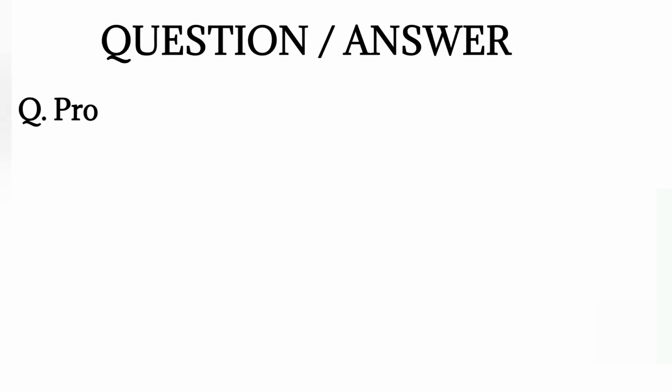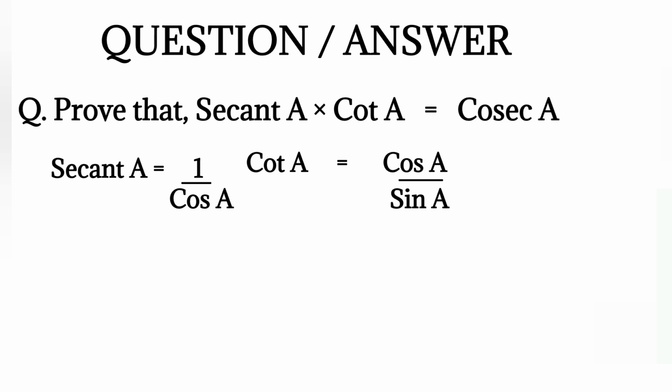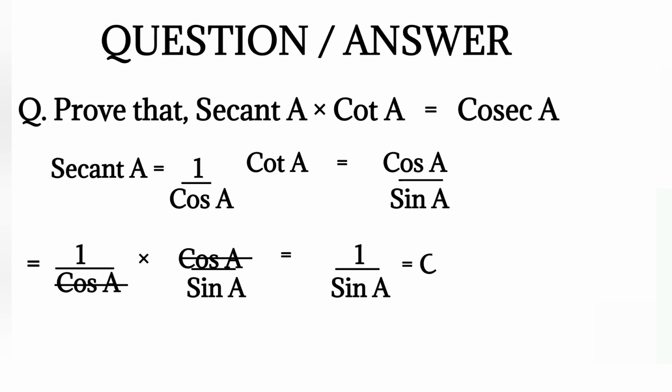Question number 3. Prove that secant A into cot A equals cosec A. We can write secant A as 1 upon cos A and cot A as cos A upon sin A, because secant A is the reciprocal of cos A and cos A upon sin A is cot A. Cos A will cancel out and we'll get 1 upon sin A, which is cosec A. Hence proved, LHS equals RHS.